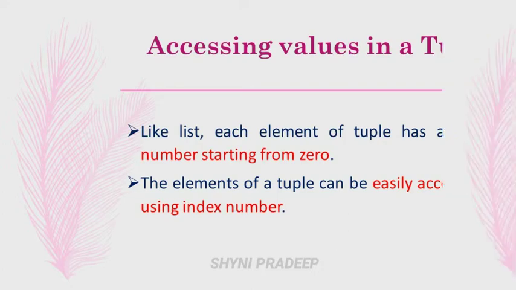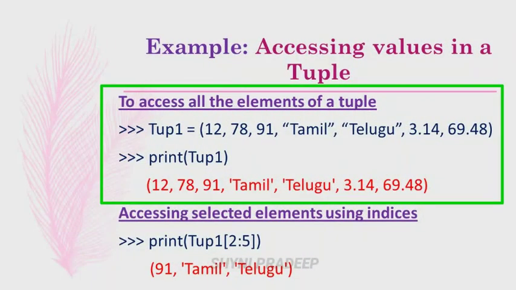So let's see the example. To access all the elements of a tuple, see this example. This is a tuple, a list of elements is given. If you want to access all these elements, you have to give print tuple 1. All the elements will be printed on the output screen.